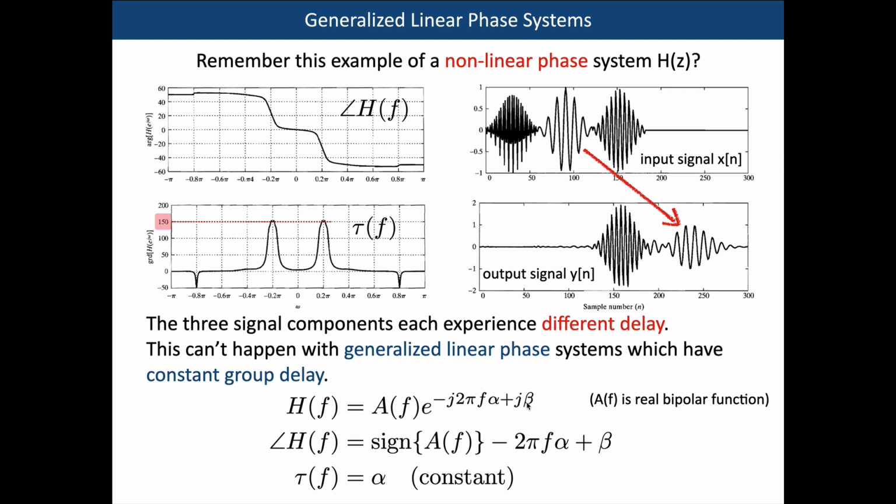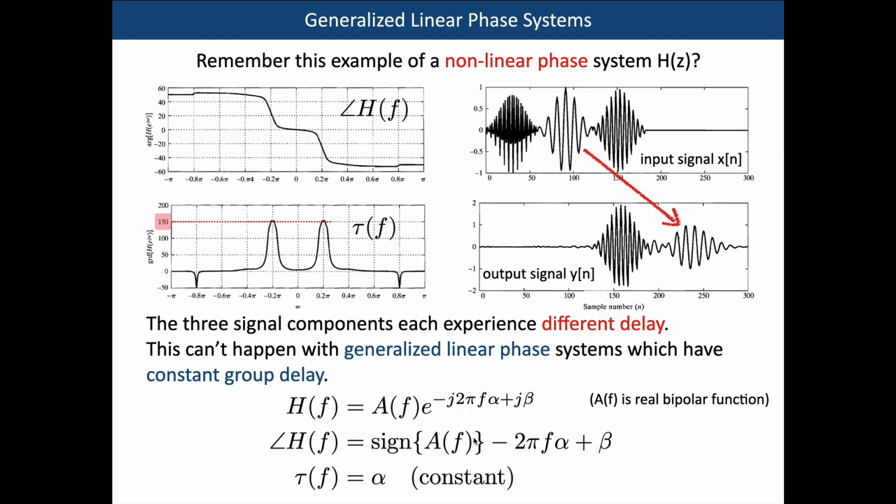And if you look at the phase response of this system, well, first of all, let me back up. What is a real bipolar function? A real bipolar function is one that takes on only real values. So A of f is a real function. It takes on real values. And by bipolar, I mean that it can be positive, negative, and zero. So that's the bipolar part of it. So what that means is that all of the important phase contributions are coming from this complex exponential, which has a phase which we're going to call generalized linear phase.